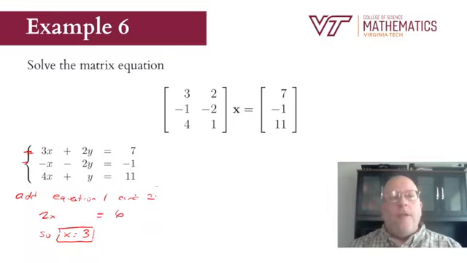So then let's look at equation 3. So now equation 3 says that 4x, so if x is 3, 4x is 12, plus y is equal to 11. And therefore y is equal to negative 1.